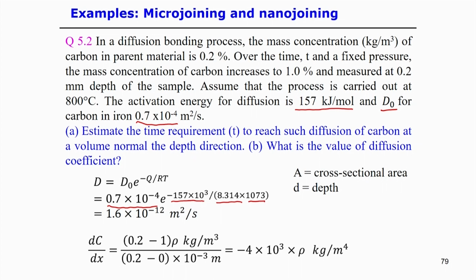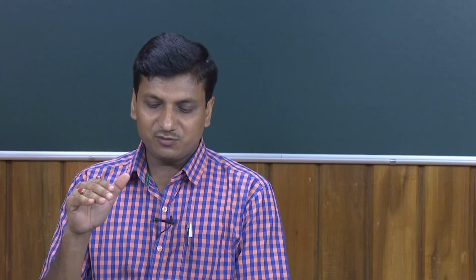So, that Kelvin temperature we put in, and we should check the dimension, that means the unit, of this equation. So, the exponent should be dimensionless when we put in the units of the different variables. Then D comes out as 1.6 into 10 to the power minus 12 meter square per second. That is the diffusion coefficient in this case at the specified pressure and at the specified temperature.